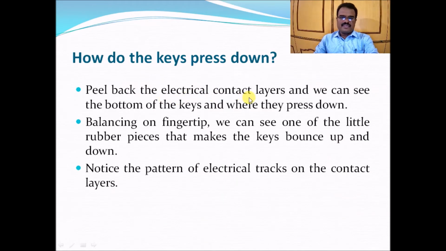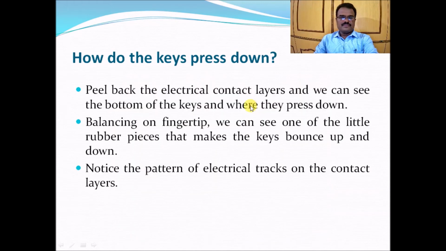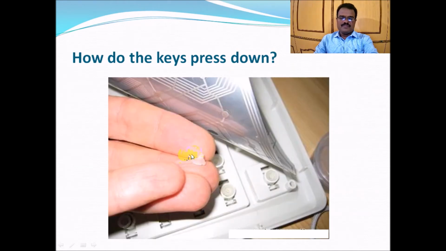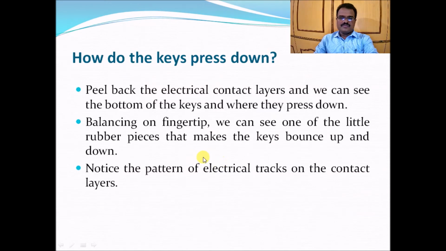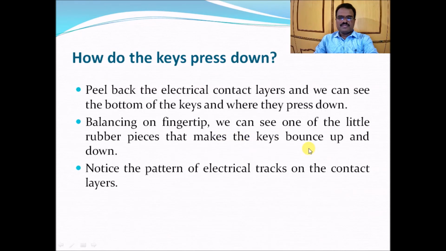So peel back the electrical contact layers. We can see the bottom of the keys where the key is pressed down. Here we peel back all the plastic layers. We can see where the electrical signal passes. Balancing on the fingertip, we can see one of the little rubber pieces that makes the keys bounce up and down. This is the rubber tip, which makes the keys go up and down.